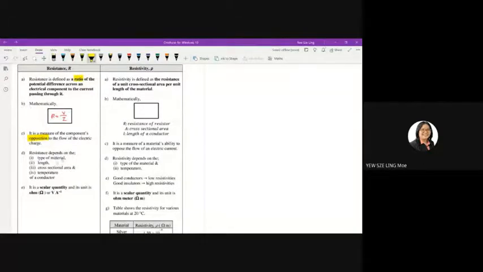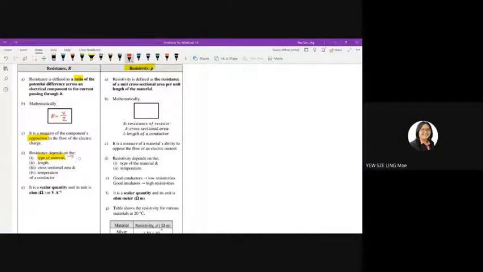So the resistance depends on the type of material, the length, the cross-sectional area, and the temperature of the conductor. The type of material, obviously: if you're using the same type of material, then it won't change. If you change the material, then it will have a different value. The type of material depends on what we call resistivity, which we will talk about after this. In a capacitor, it depends on the material of the dielectric, while in a resistor, it depends on the type of material, which is resistivity.